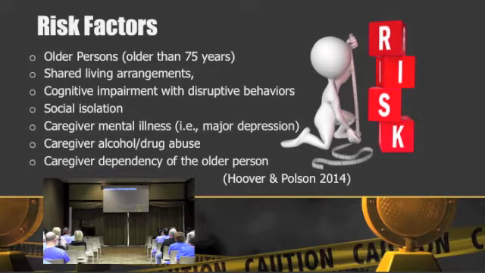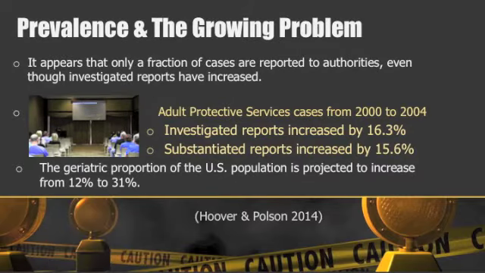It does appear that the prevalence is a growing problem, and I think we can recognize one of the reasons is that the population of those above the age of 65 is increasing disproportionately to the rest of the U.S. So we have a high proportion of elderly patients in the U.S. Adult Protective Services cases from 2000 to 2004, the investigated reports increased by 16.3%, and then substantiated reports increased by 15.6%, just in that 4-year time frame. Okay, and that was in 2000.